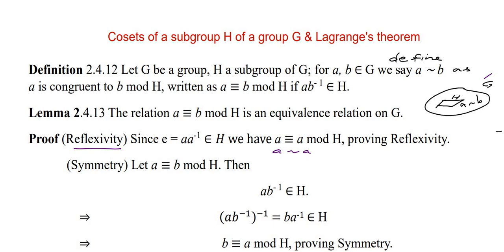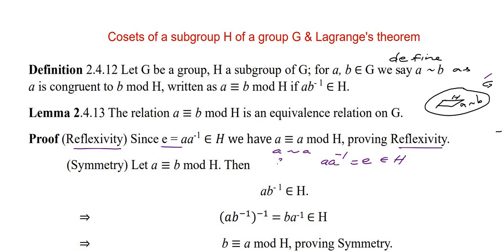How is the relation defined here? A is congruent to B mod H. So this is what we need to check. If this has to be true, then we need to have AB inverse in H. In this case, you have A itself instead of B. So if we consider AA inverse, that is obviously E, and H being a subgroup, it has to be there in H. So since E belongs to H, we need to have A related to itself. That is, A is congruent to A mod H, and that proves our reflexivity.